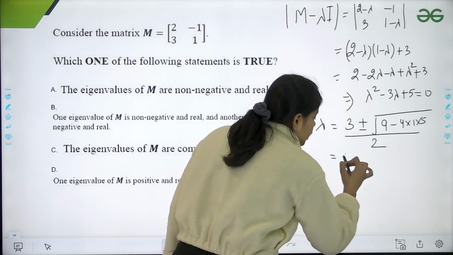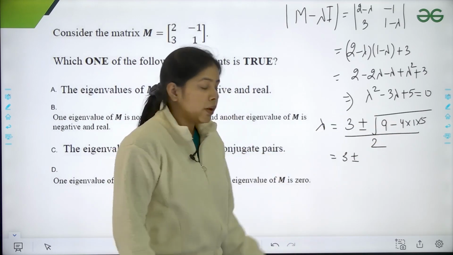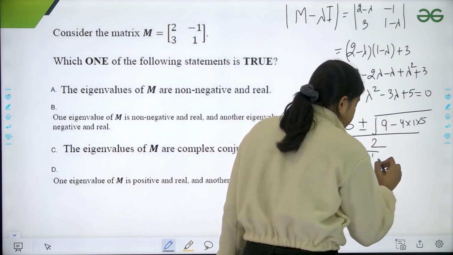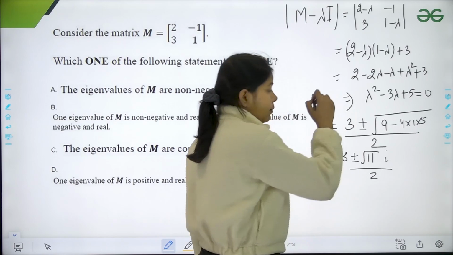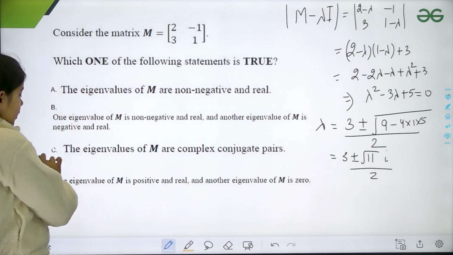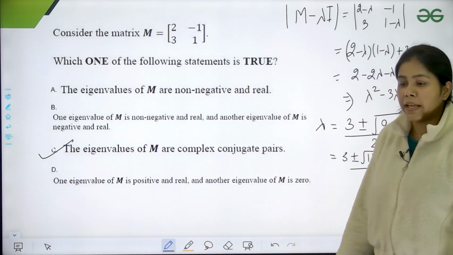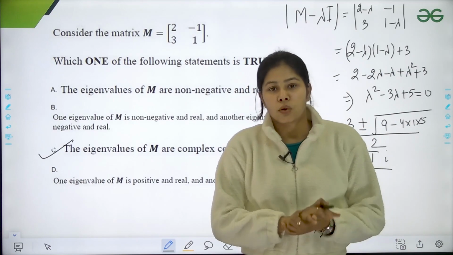That means 2. So it would become 3 plus minus, if I solve this, I'll get minus 11. Square root of minus 11 would be square root of 11 iota, upon 2. So that means both roots are complex. So I can say that eigenvalues of M are complex conjugate pairs. Right? Eigenvalues of M are complex conjugate pairs.